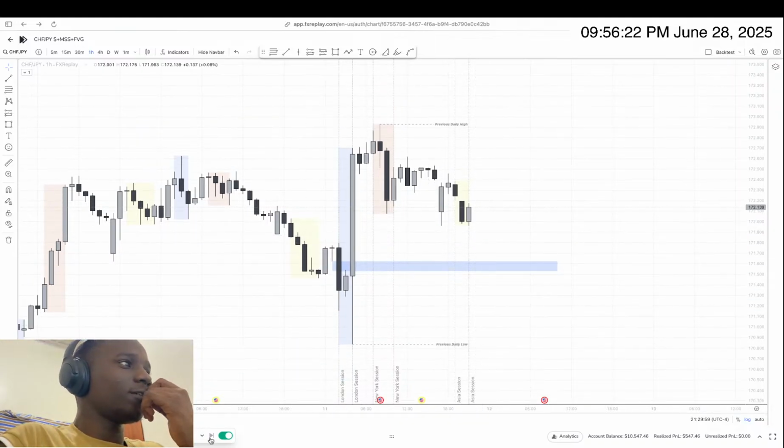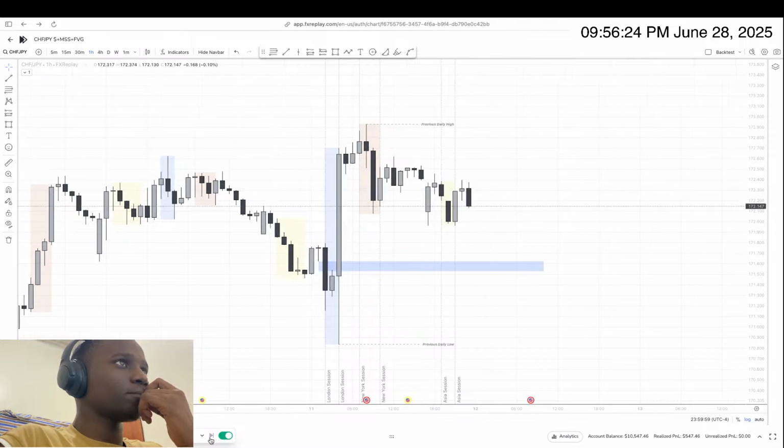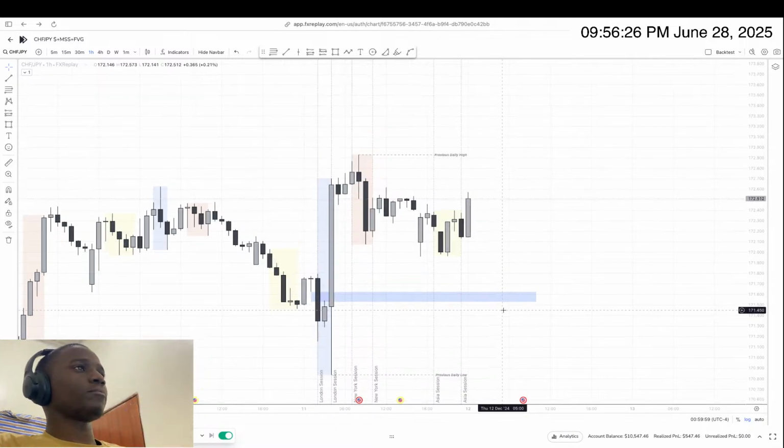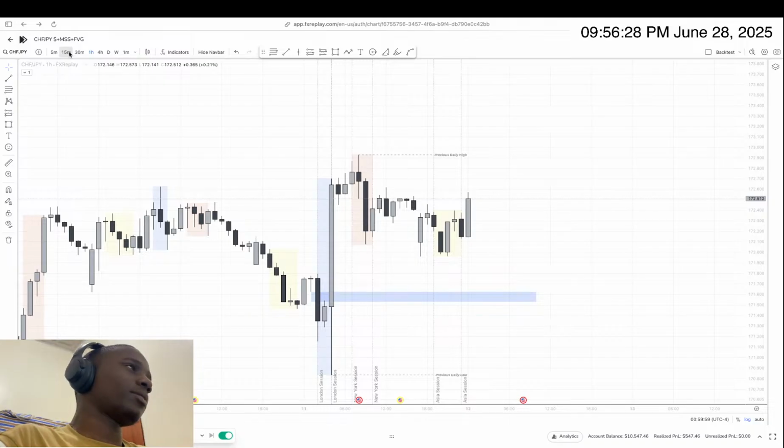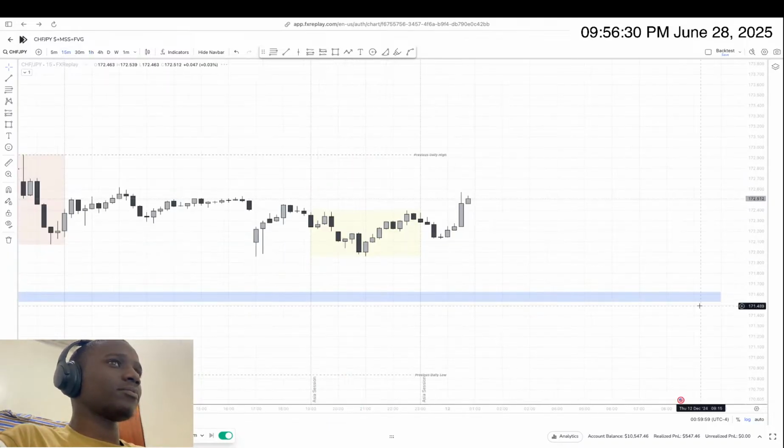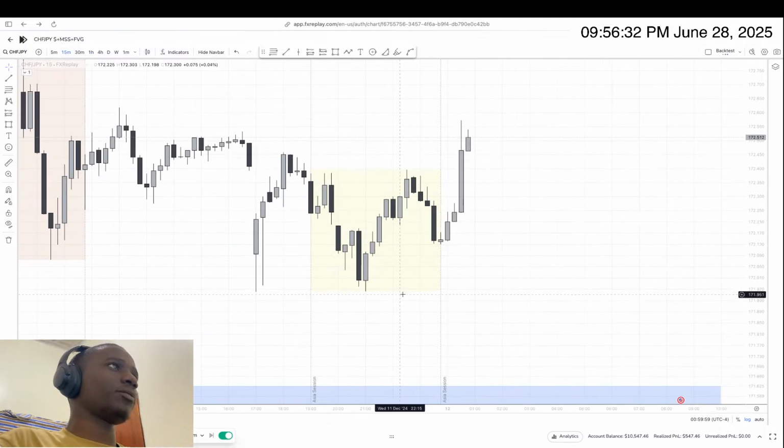So we're in Asia, but we don't drop. I still think we will. So going back to 15-minute, we take out this high. We still have some equal lows resting there.